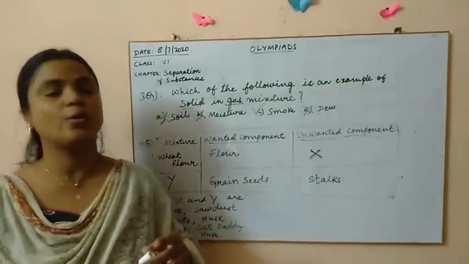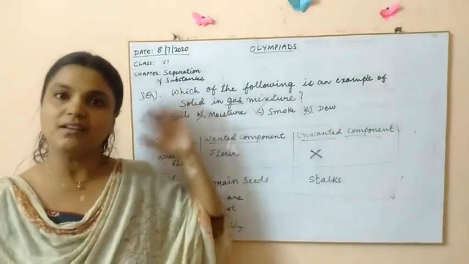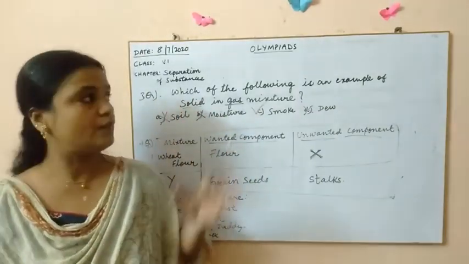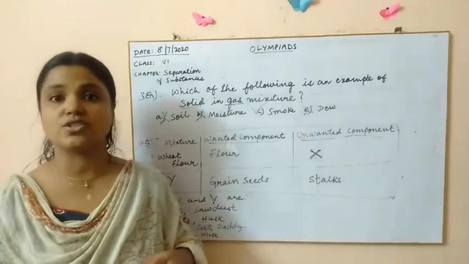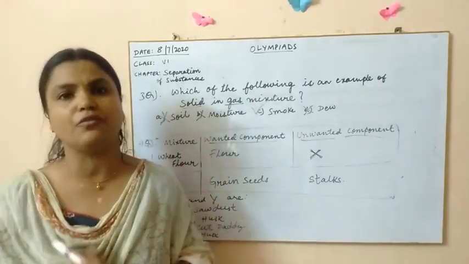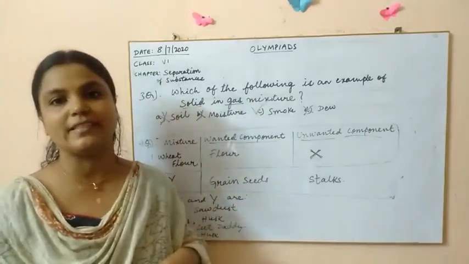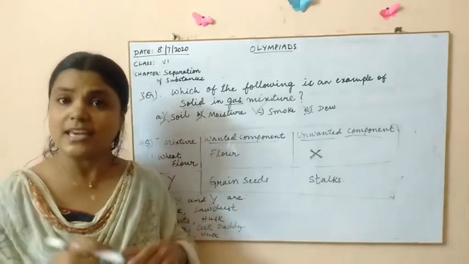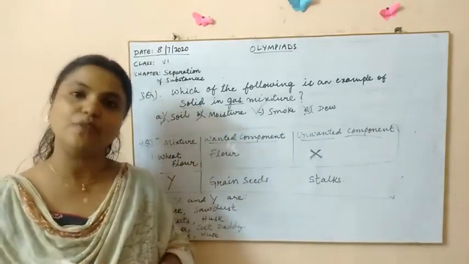So this is how you have to solve and answer these Olympiad questions, children. First of all, just by looking at the question, they may look very tricky and very difficult. But once you start reading them, it becomes very, very easy for us to solve these types of questions.